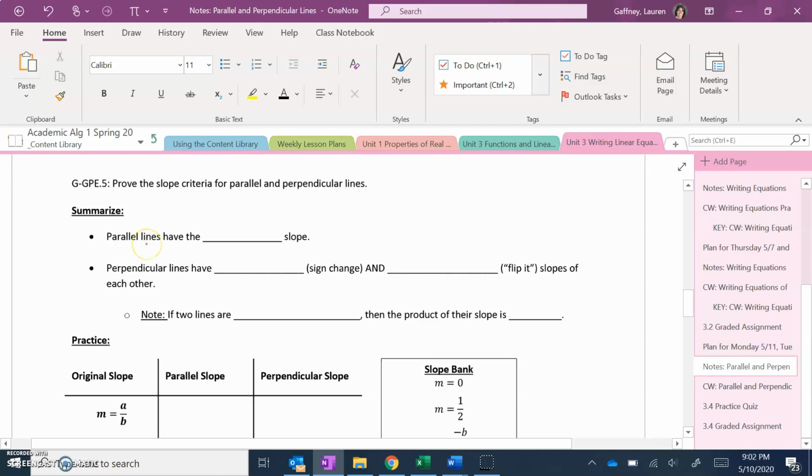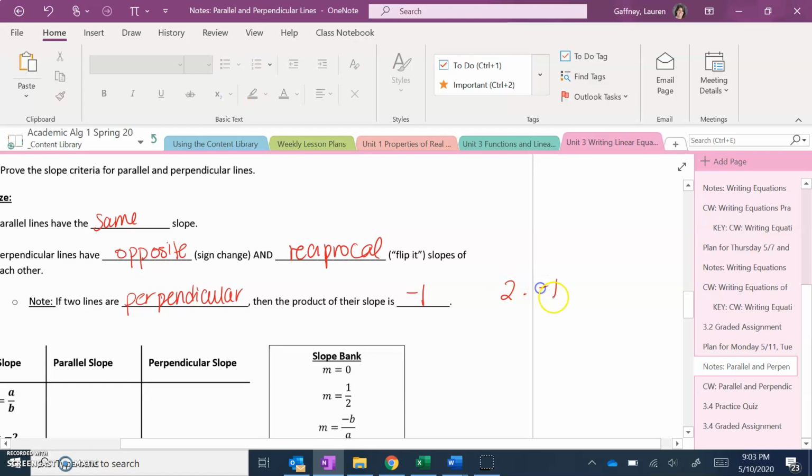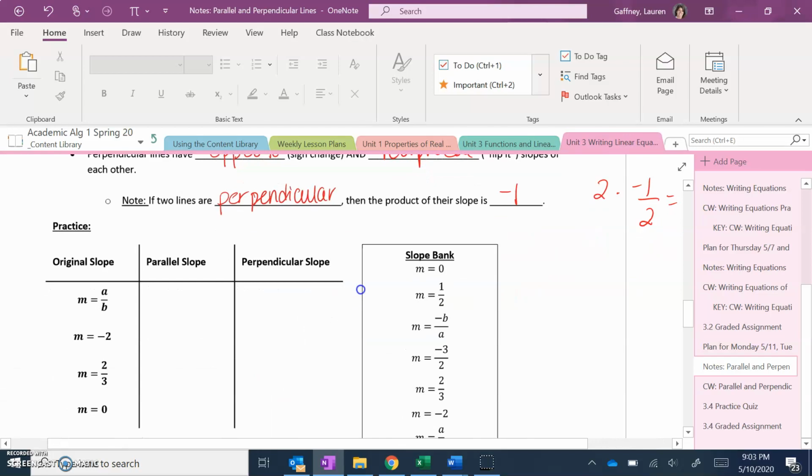Okay, so a little summary here. Parallel lines have the same slope. Perpendicular lines have opposite, so a sign change, and reciprocal, so flip it, slopes of each other. Okay? So this is just a total side note, if two lines are perpendicular, the product of their slopes is negative 1. So if you would take 2 times negative 1/2 and multiply them together, because they're perpendicular, you would just get negative 1. That's just a side note.